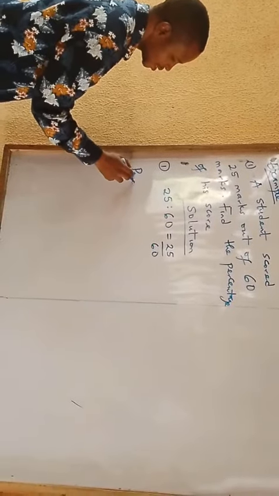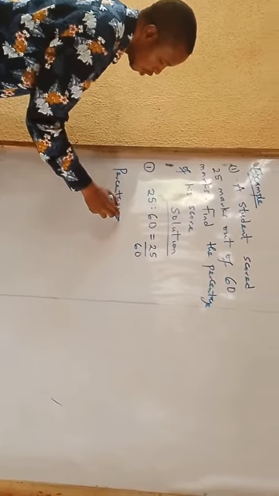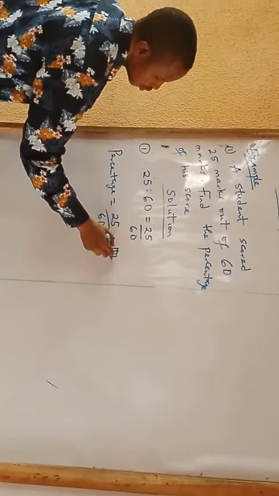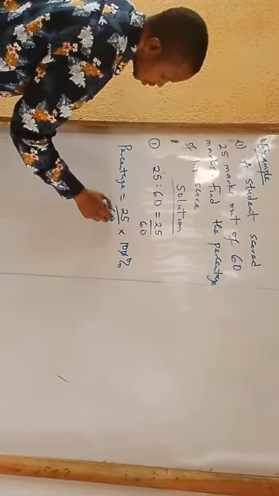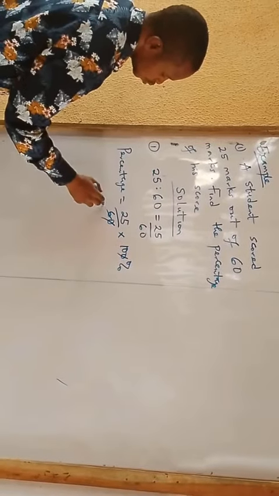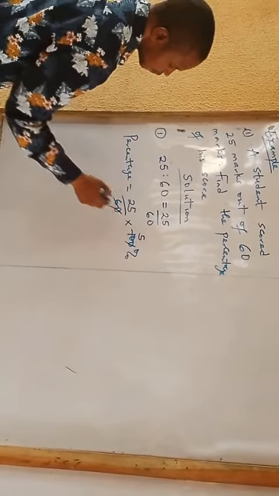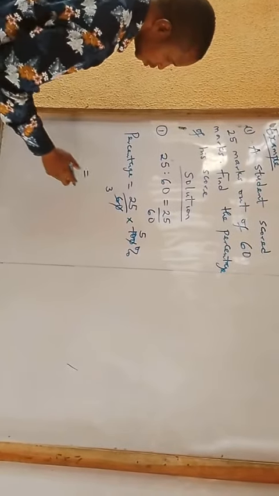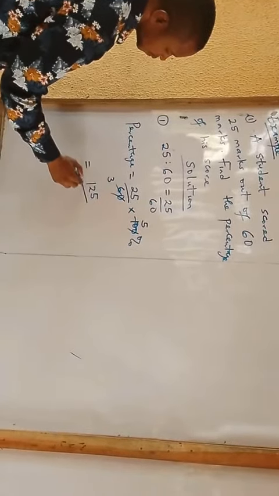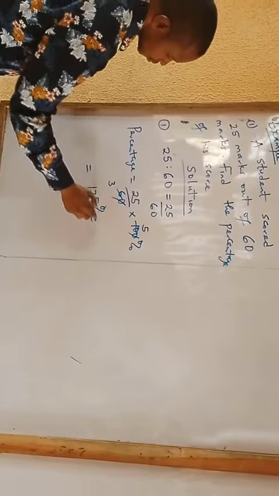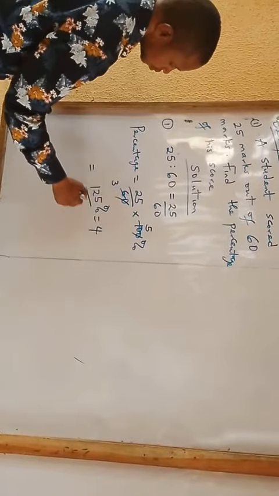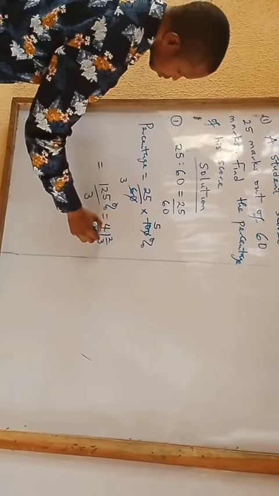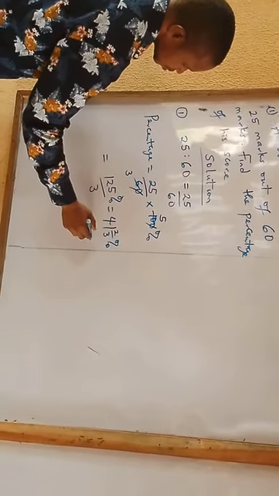So if you want to find the percentage of the score mark, that will now be 25 over 60 times 100%. 10 into 100 gives 10, 10 into 60 gives 6, so we have 25 over 6 times 10. Then 5 times 25 will give us 125 over 3. Then 3 into 12 gives 4, and 3 into 5 leaves 1 remainder. So we have 41 and 2 over 3%.